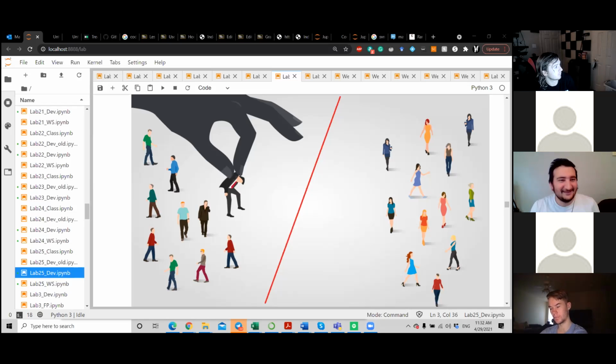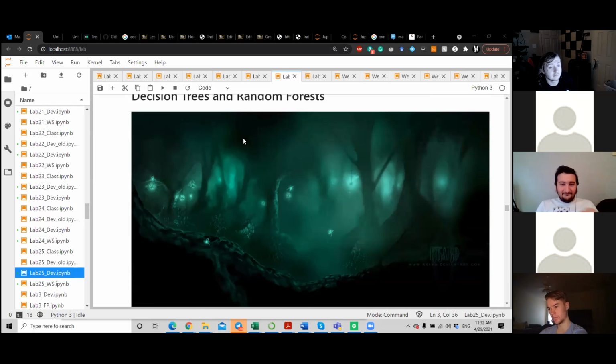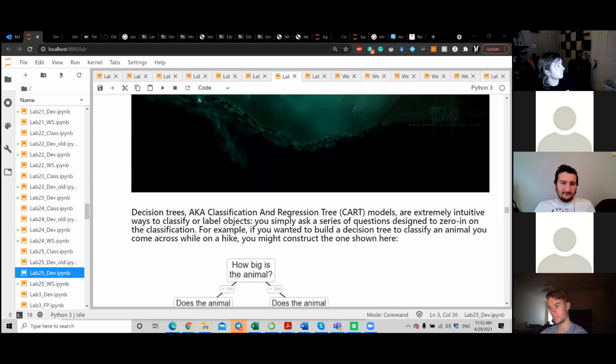Okay, exactly, Brent. So decision trees and random forests. Decision trees, or classification and regression tree or CART models, are extremely intuitive ways to classify or label objects. It is basically a series of yes/no questions. And you will keep asking questions until you end up with the right label.